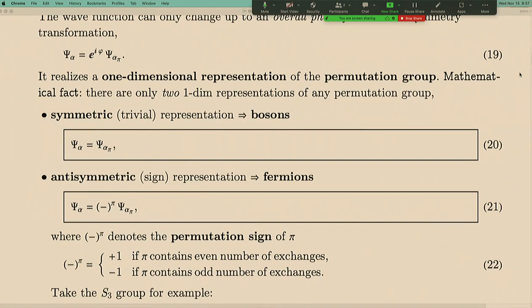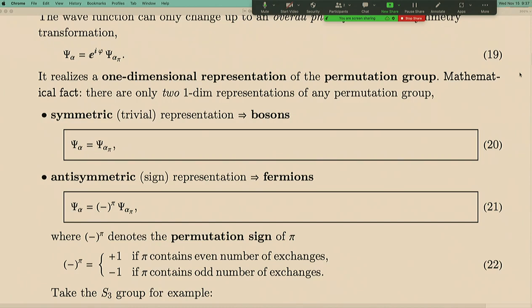So in our universe, there are only 2 types of identical particles. One is called boson, where under exchange, the wave function doesn't change sign. The other is called fermions. Under exchange, the wave function changes sign. So you can see there's no way to assign to a single particle whether it's boson or fermion, because a single particle has nobody to exchange with.